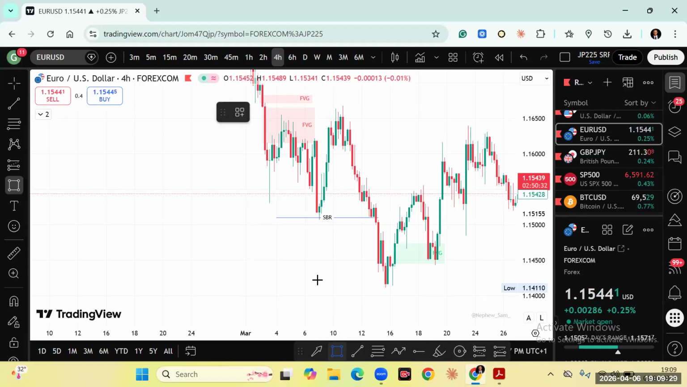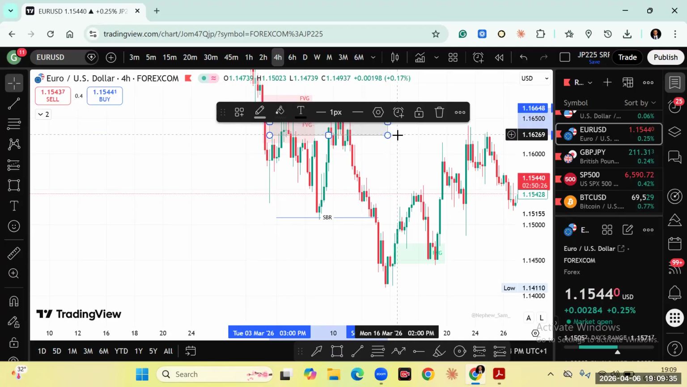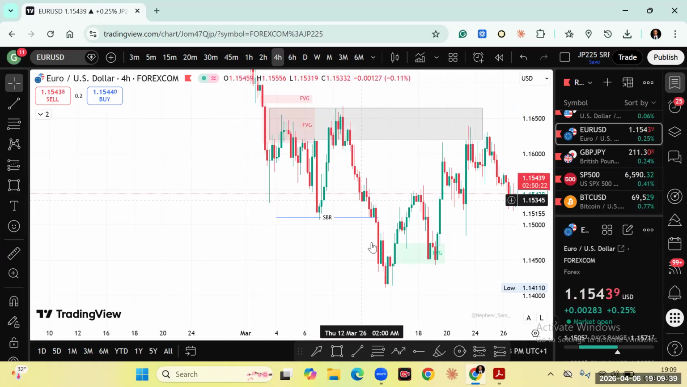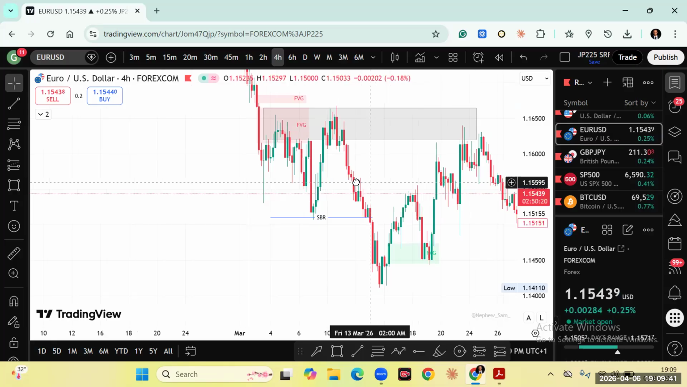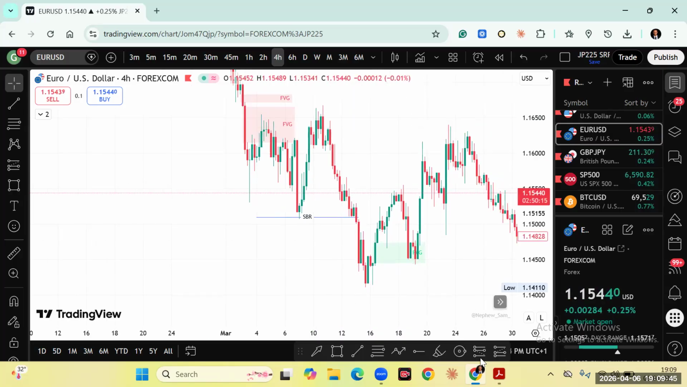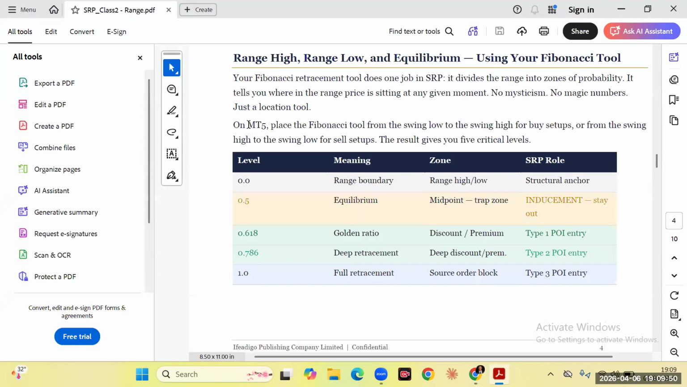After price breaks the low, the moment price breaks this low, it turns this place into a resistance zone. It broke the low, turns it into a resistance zone. So you now use your Fibonacci to mark a level. So I want to show you guys something. Can you see this? Range high, range low liquidity using your Fibonacci. Can you see this?